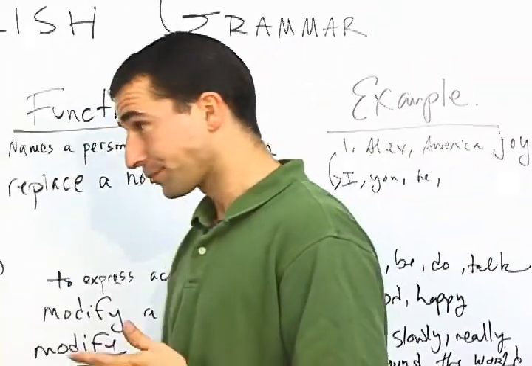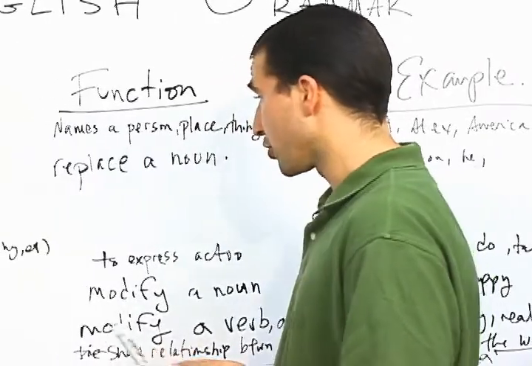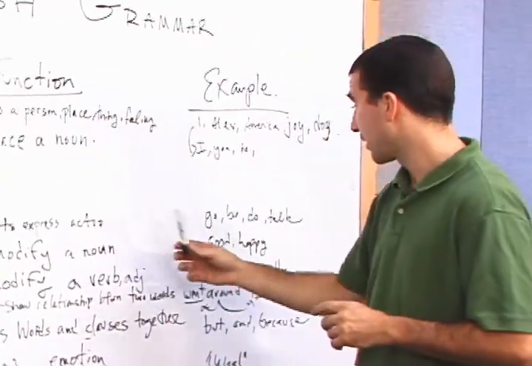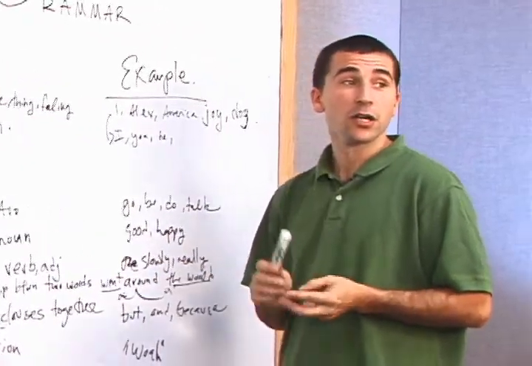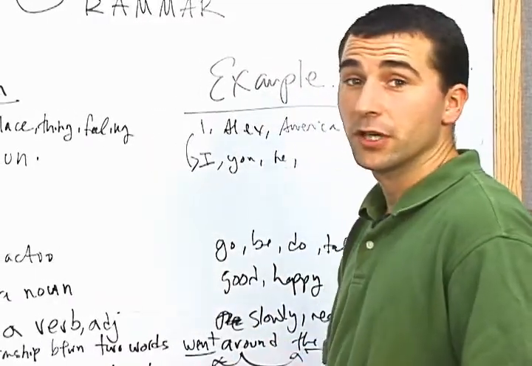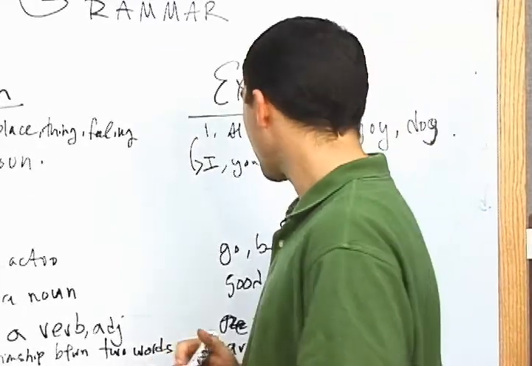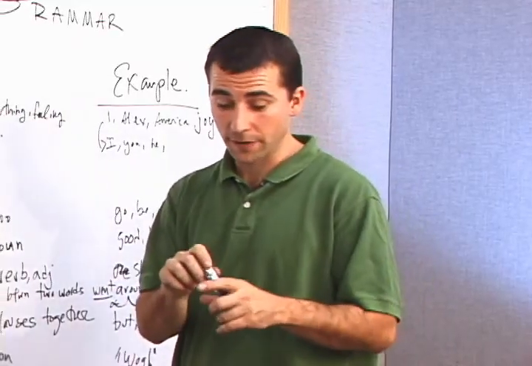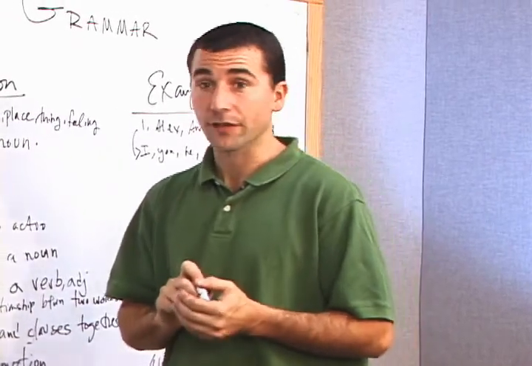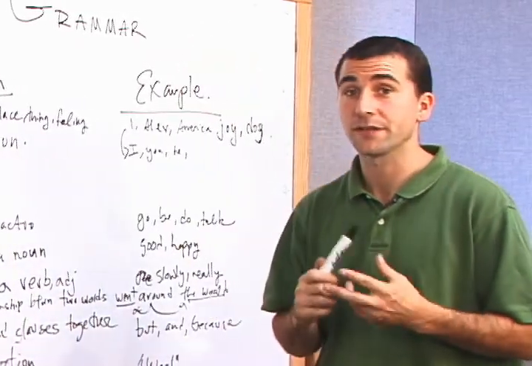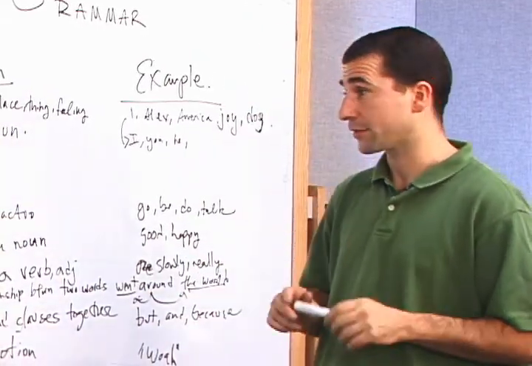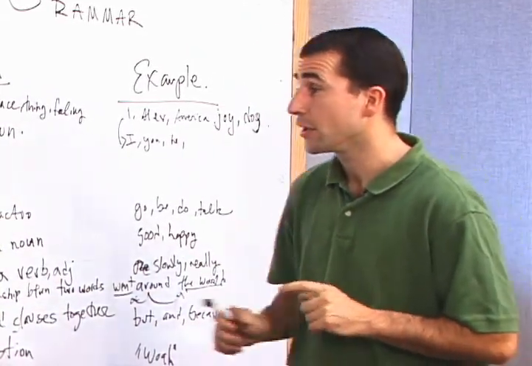A verb. We all probably pretty much know what a verb is. A verb's function is to express action. An example of which is to go, to be, to do, to talk. And we discussed, and I'll just review it real quick, that there's action verbs and there are being verbs. Being verbs are to be, to feel. These take adjectives, and an action verb takes an object. Doesn't have to, but it tends to.